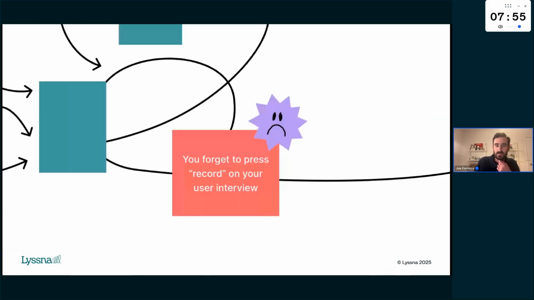And then sometimes there are just mistakes that happen, human error. You forget to press record on your user interview. Has anyone done this? I've definitely done this one before. And while you don't want it to happen and it shouldn't happen every time, just another example of something that can come up in the research process that can derail or extend the time of it.